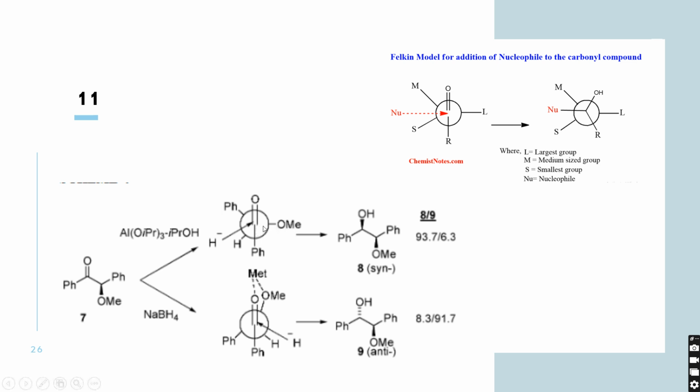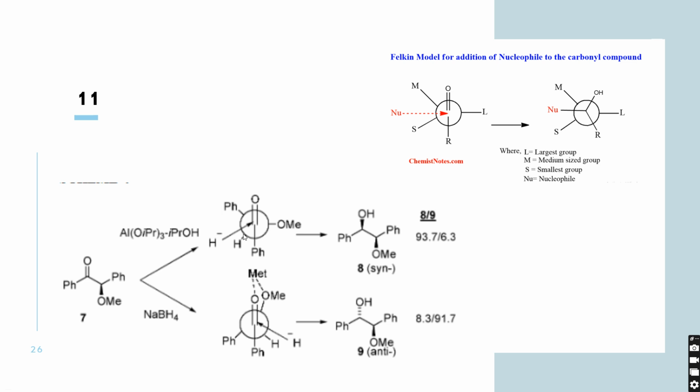So after placing the largest substituent perpendicular, now you can place your phenyl and hydrogen according to your clockwise or anti-clockwise direction, and definitely they will be lying in this fashion, with a gap of 120 degrees. So the placement is done.